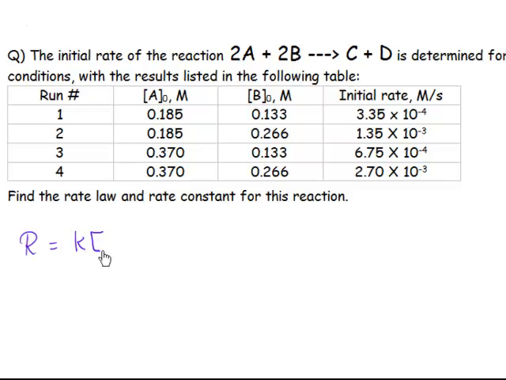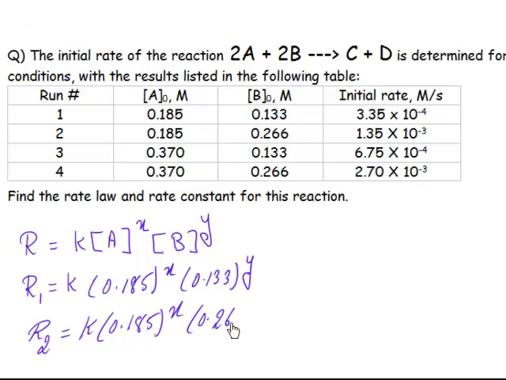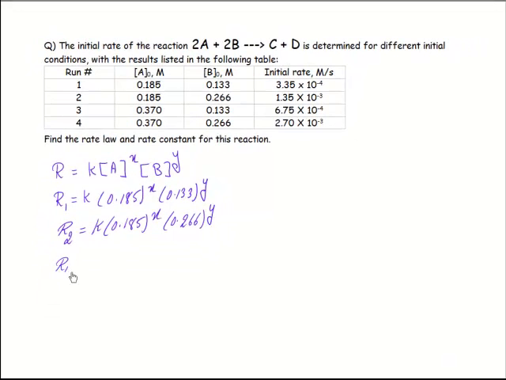Rate of the reaction in general can be written as K times A raised to X, B raised to Y, and R1 can be written as K times 0.185 raised to X into 0.133 raised to Y. Similarly, the rate 2 can be written as again 0.185 raised to X into 0.266 raised to Y. So R1 upon R2 will be K, and 0.185 raised to X will cancel out. So 0.133 upon 0.266 raised to Y.